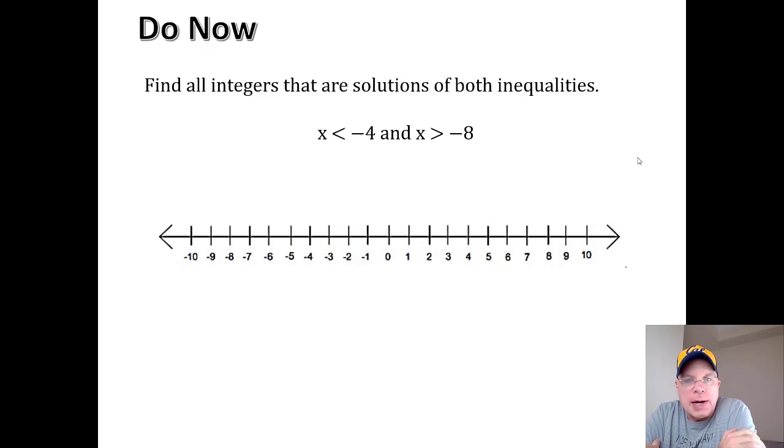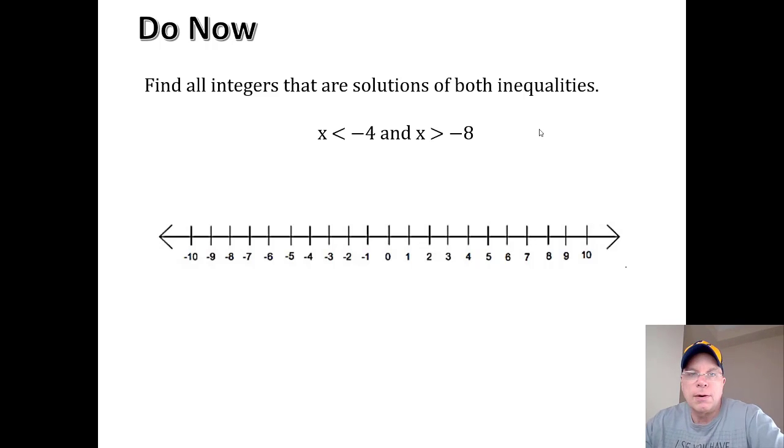Okay, if you haven't yet tried this one on your own, here's what you need to do. Listen to what I'm going to say, but then go back to the slide and try this on your own. Find all integers that are solutions of both inequalities. So all of the values of x that are less than -4 and greater than -8. And you could plot them on the number line, trying to find that set of numbers that satisfies both of those inequalities. Go back, do that on your own, and then come back and watch this explanation.